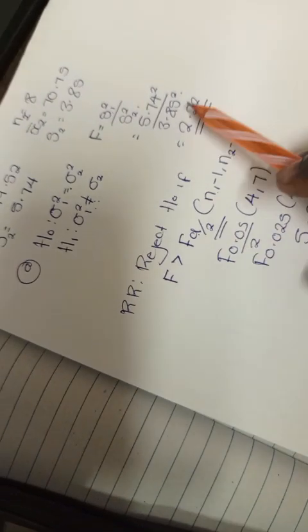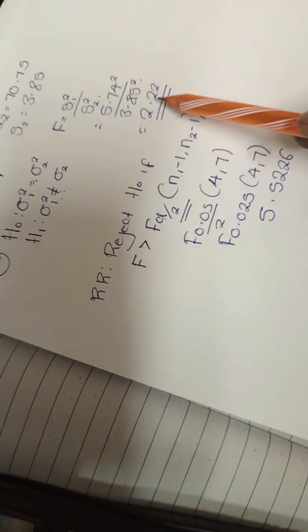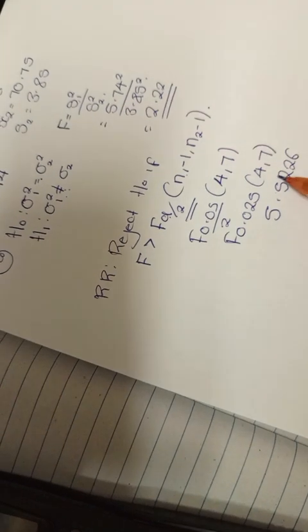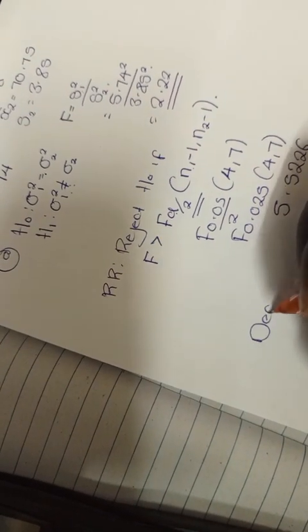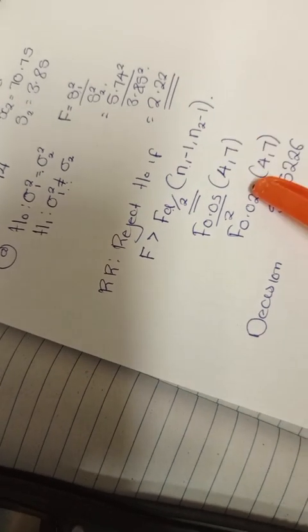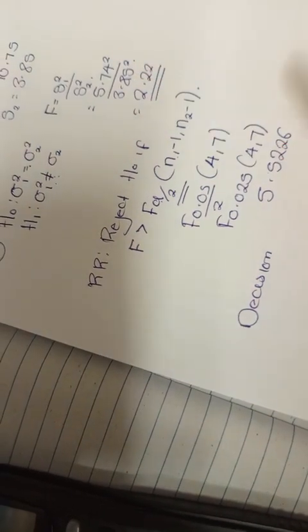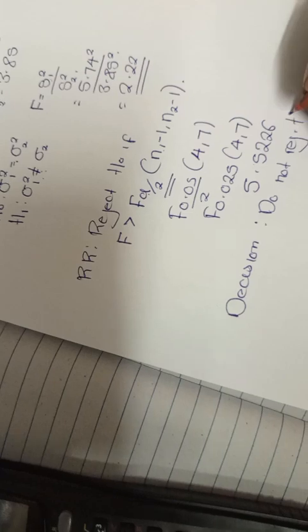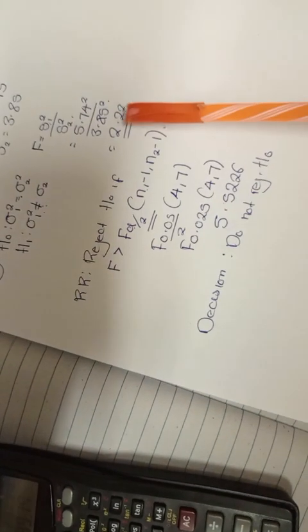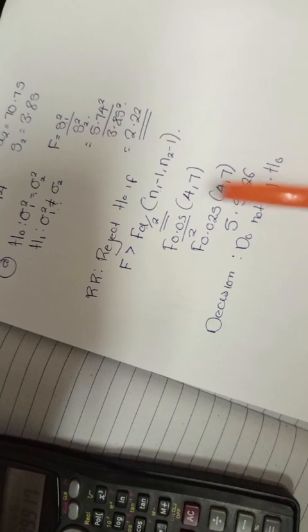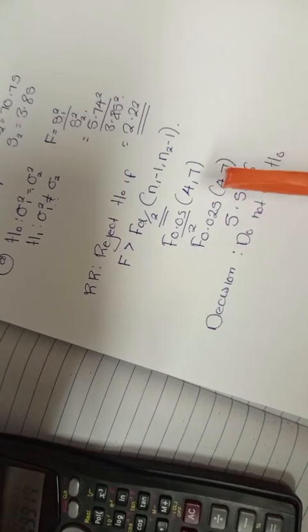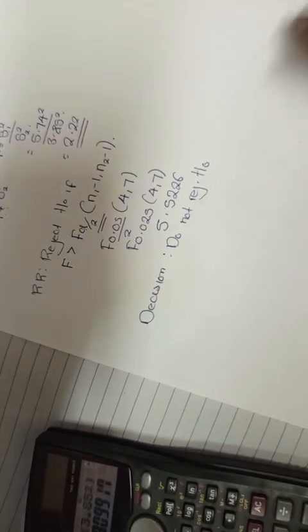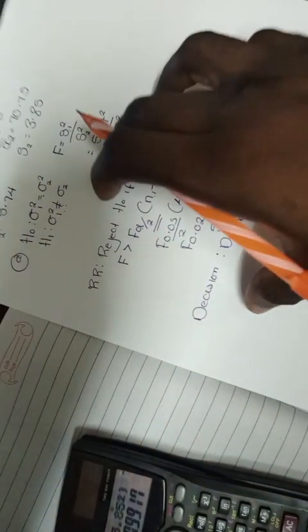Immediately you get this value. Remember, the rule says reject if F is greater than this value. And if you check, F is not greater than this value, isn't it? So you can make your decision based on your answers. You cannot reject, so do not reject H naught. The reason why you are not rejecting H naught is because this value is less than that value. But if this value was greater than that value, we would have rejected H naught. So that is the decision that you make based on this.